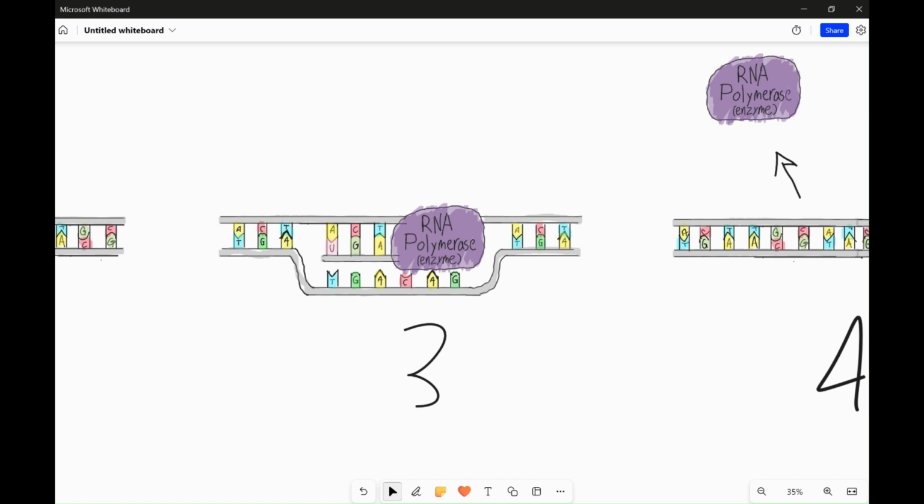You'll notice that this right here is not thymine. This is uracil. That's because this thing right here isn't DNA. It's a section of RNA being created by the RNA polymerase right there. Anyway, that step is called elongation.